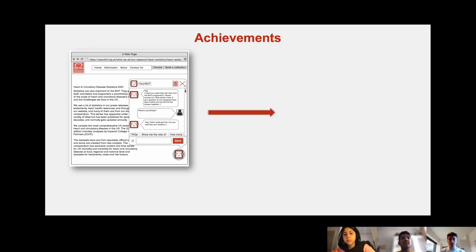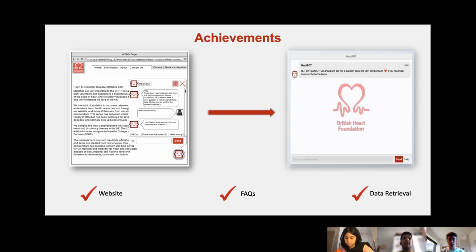On the left of the slide is the wireframe we designed at the beginning of the project. After developing and refining HeartBot to fulfill the client's requirements, we have ended up with a user-friendly chatbot that can answer general, frequently asked, and data retrieval questions. HeartBot and its user interface is shown on the right of this slide, and as a demo, some examples of possible user questions are shown on the next.